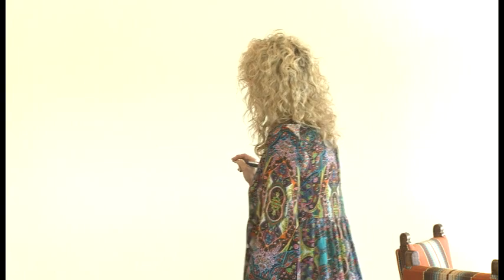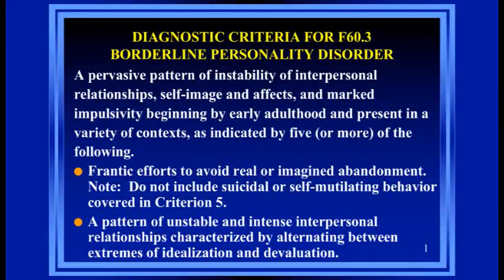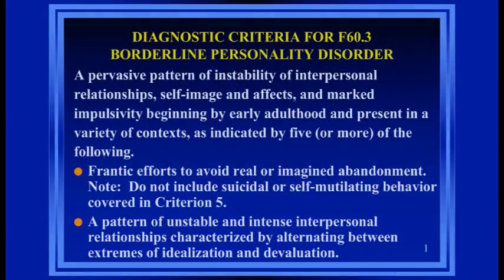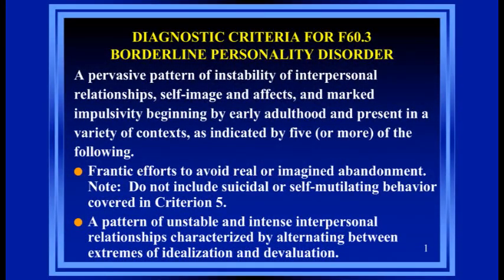Let's look at borderline personality disorder, which is one of our all-time favorites. This is a pattern of unstable interpersonal relationships. Okay, number 1, frantic efforts to avoid real or imagined abandonment. Can you see that from a child? Do children have issues or fears of being left? Yeah, totally. A pattern of unstable and intense interpersonal relationships characterized by alternating between extremes of idealization and devaluation.